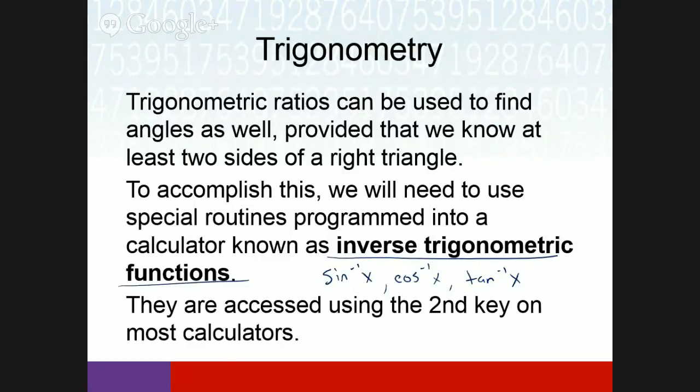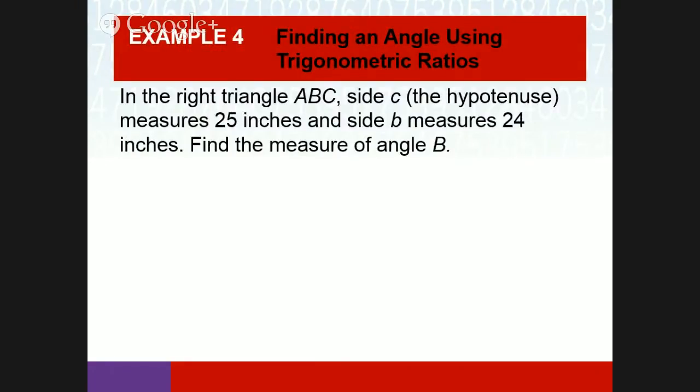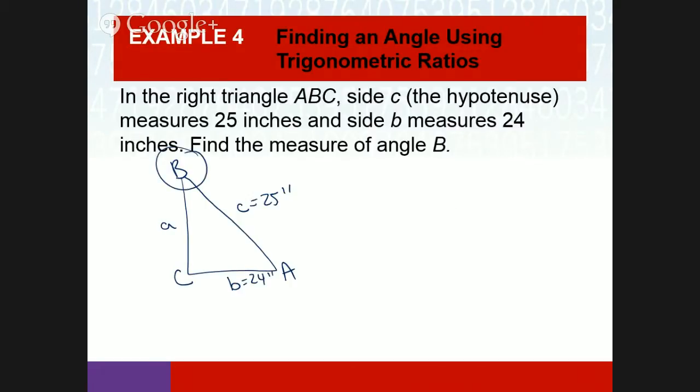Okay, so let's set up a problem and then I'll show you how to enter it. So in this triangle, we have to draw the triangle. Let's call this C, we'll call this A, call this B. It is given that C is 25 inches and B is 24 inches. Find the measure of angle B. So what trigonometric ratio could I use that's dealing with opposite and hypotenuse? Sine, right?